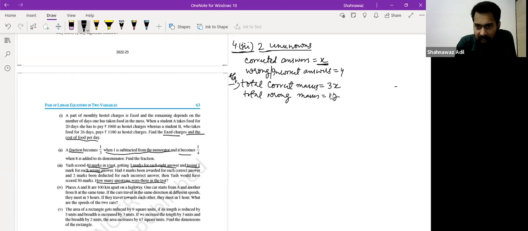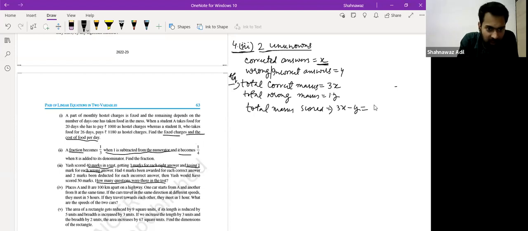And when we add, then this will be minus, but when we subtract, then this will be plus. So the total marks scored will be 3x minus y, right? This is what you were telling, right? And this is how much? 40, right? So this is our first equation.